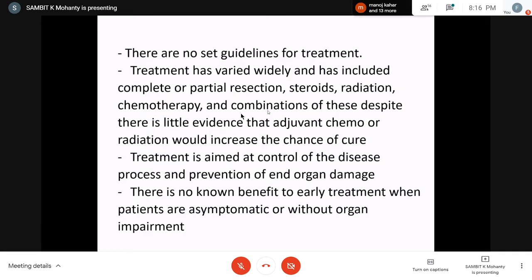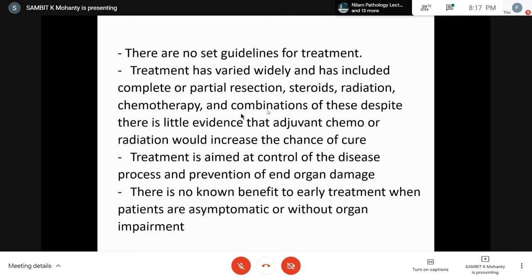There are no set guidelines for treatment. The treatment has varied widely and has included complete or partial resection, steroids, radiation, chemo, and combinations of these, despite there being little evidence that adjuvant chemo and radiation will increase the chance of cure. The result is not very promising. The treatment is basically aimed at controlling the disease process and preventing end organ damage, and there is no known benefit to early treatment when patients are asymptomatic or without end organ impairment.